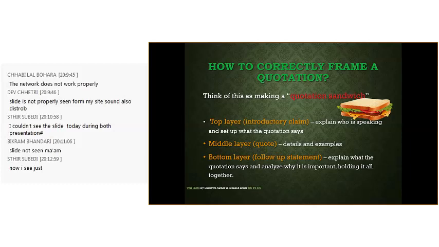Top layer, introductory claim: explain who is speaking and set up what the quotation says. Middle layer, quote: that is detail and example. Bottom layer, follow-up statements: explain what the quotation says and analyze why it is important, holding it all together.